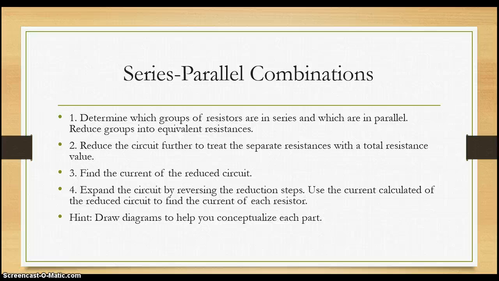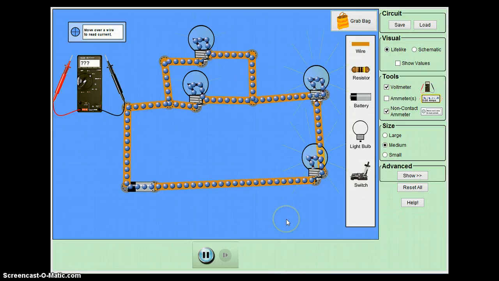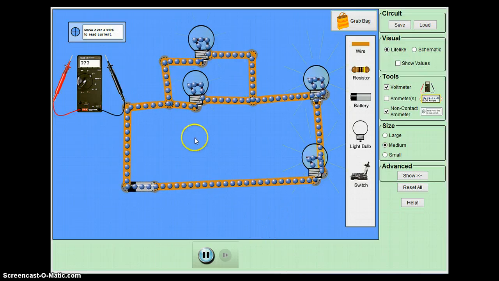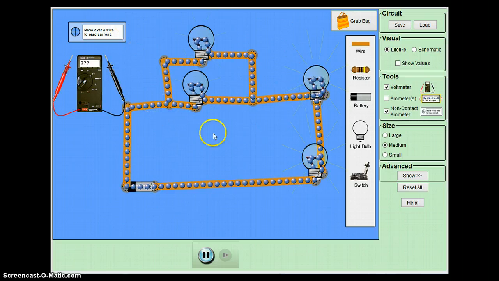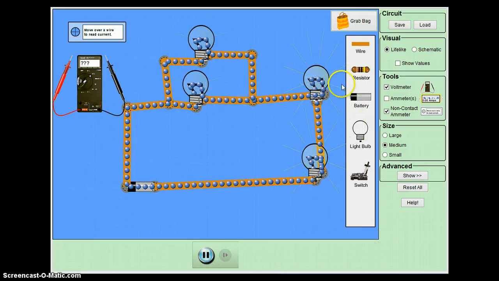And then you can use the current of the reduced circuit to find the current and voltages for the resistors in each of the other steps. Here is an example of a circuit incorporating both series and parallel, and this is using the circuit construction kit. You can see that these two elements are in parallel, whereas these are in series.